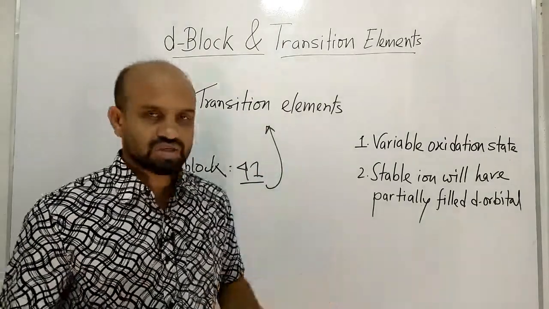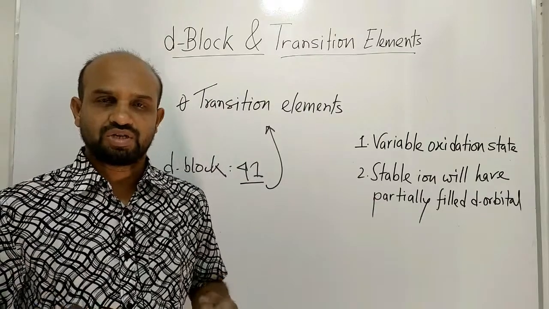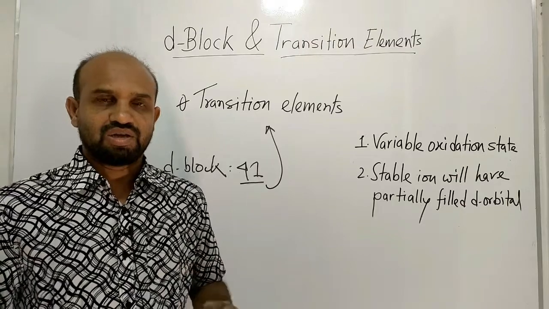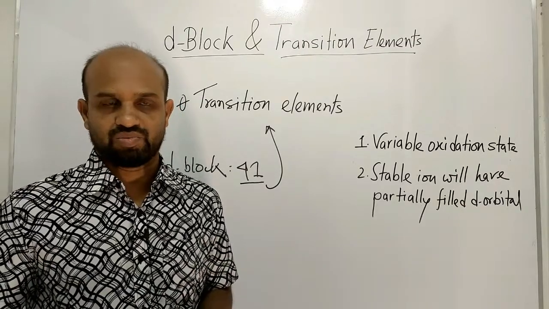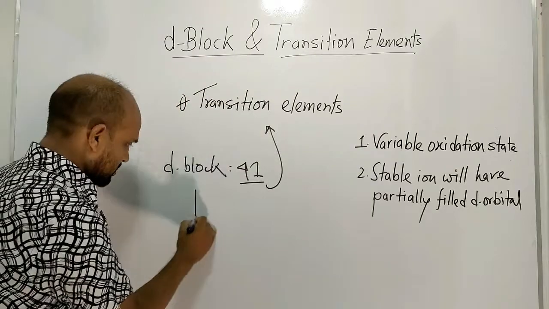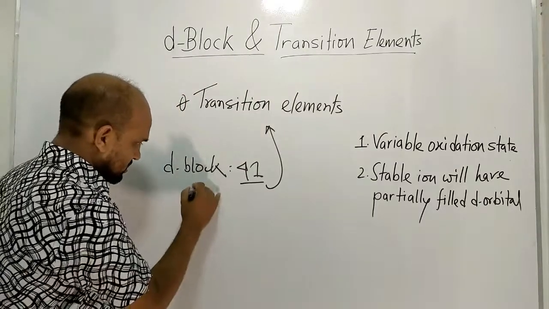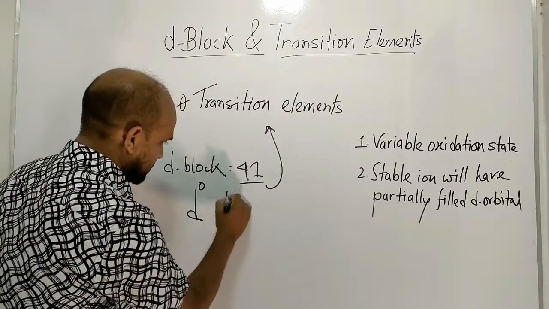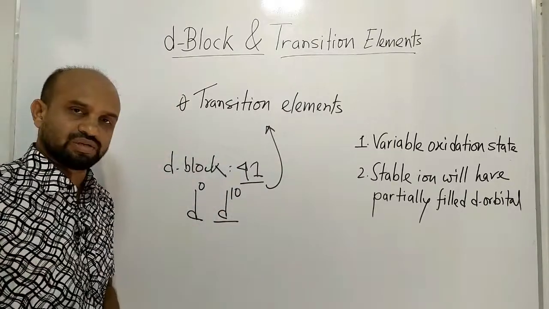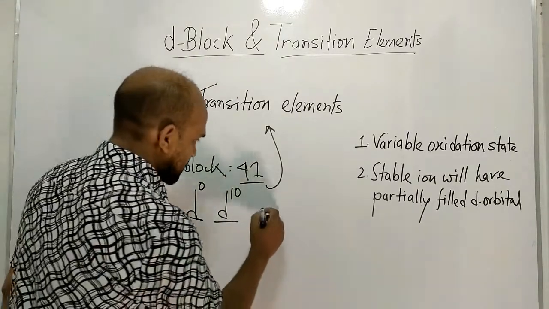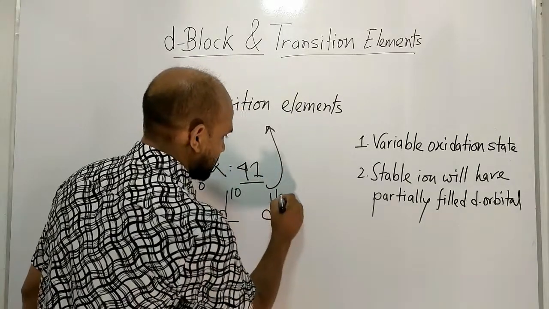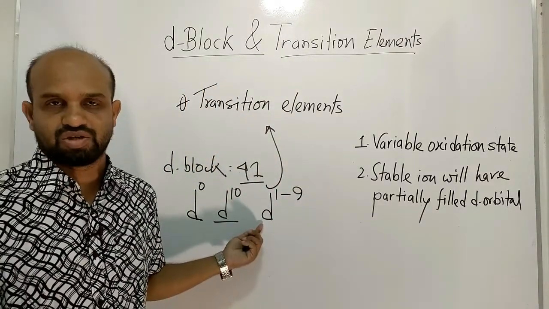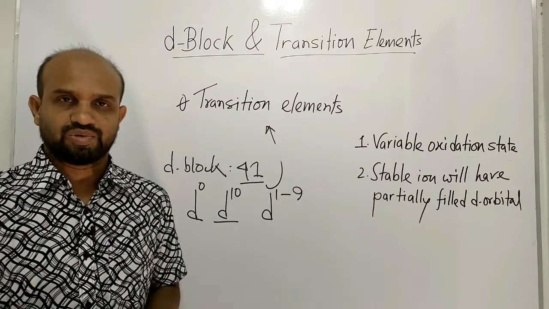Number 2, stable ion of D-block elements will have partially filled d orbital. What is the meaning of partially filled d orbital? Let's see. D orbital, this is vacant, no electron is here, and this is fulfilled d orbital. But if the electronic configuration is 1 to 9, then it will be partially filled d orbital. Now let's see some examples.